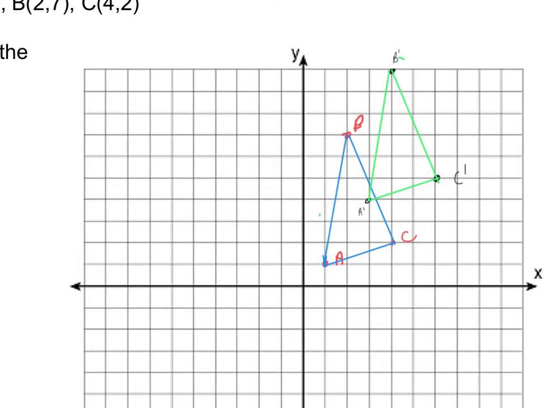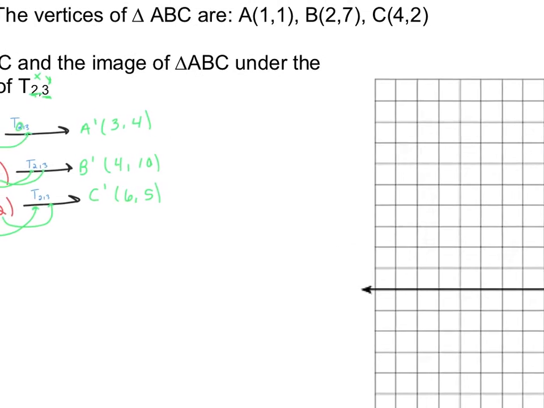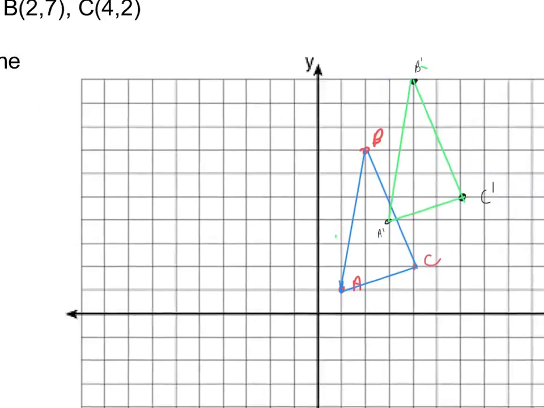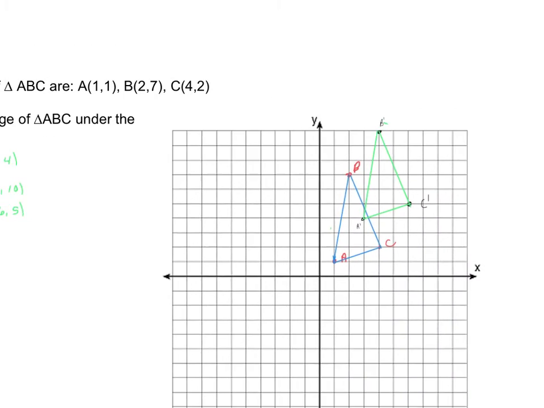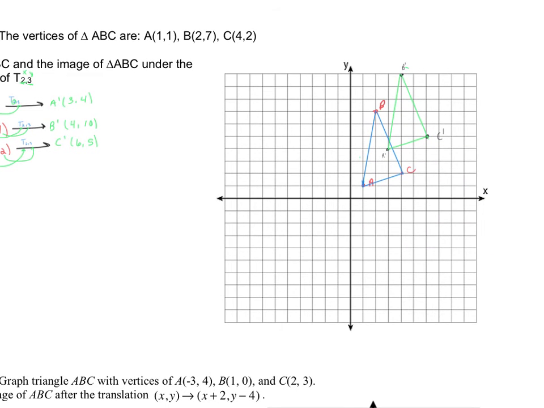I see a triangle that's been moved 2 units to the right and 3 units up. And it just looks the exact same. It's just a little up. It's slid over. Okay, let's go on to the next example.